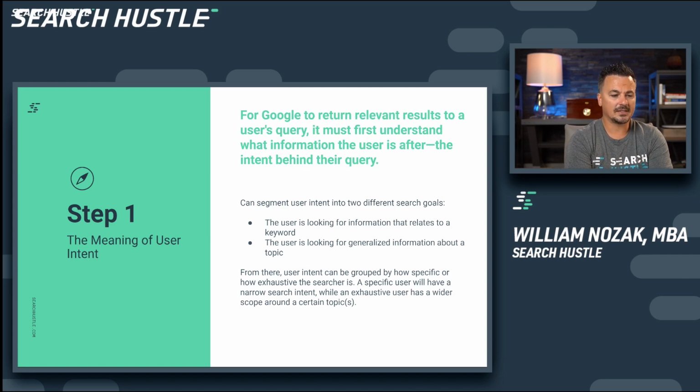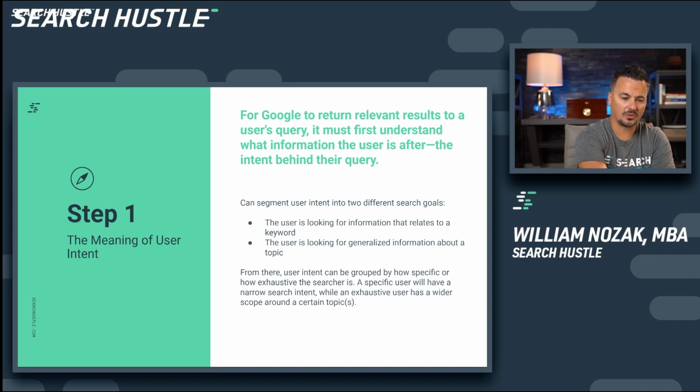This can segment users into two different search goals. The user is looking for information that relates to a keyword, or the user is looking for generalized information about a topic. Top of the funnel, bottom of the funnel, right? Where are we at in this process? From there, user intent can be grouped by how specific or how exhaustive the searcher is.